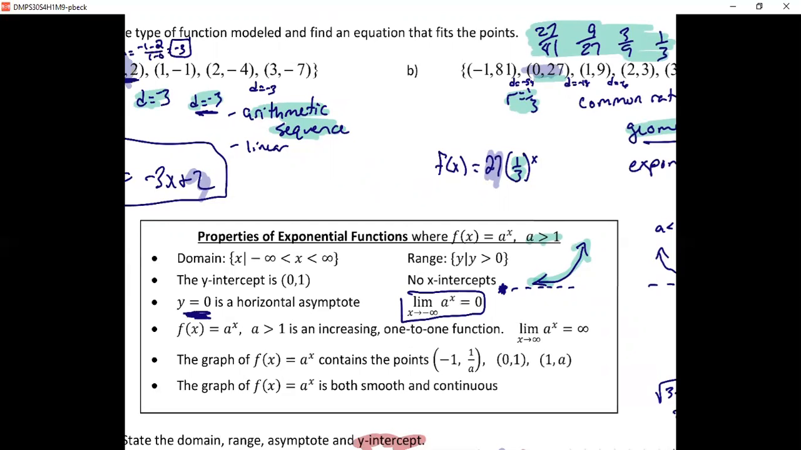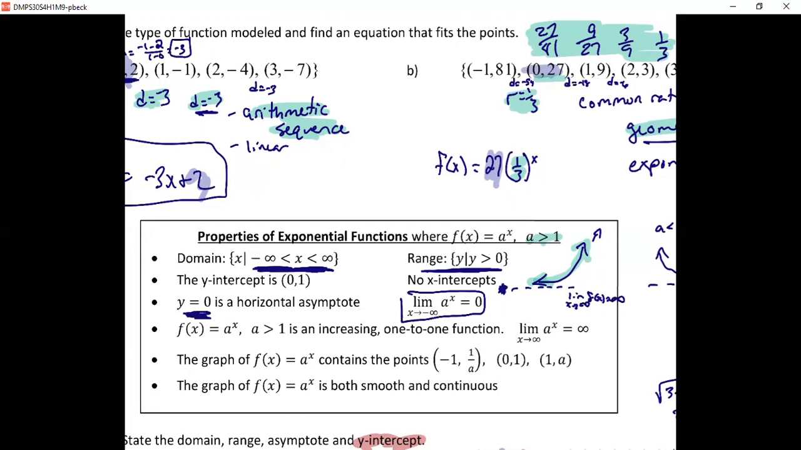What's the limit as x approaches positive infinity of f of x? That is also positive infinity, because this graph goes up forever. The domain of this function is all real numbers. The domain of every exponential is all reals. The range is going to be all the y values above the horizontal asymptote.